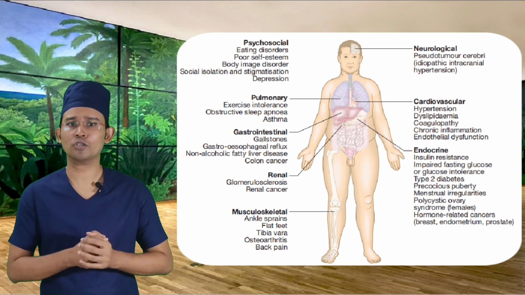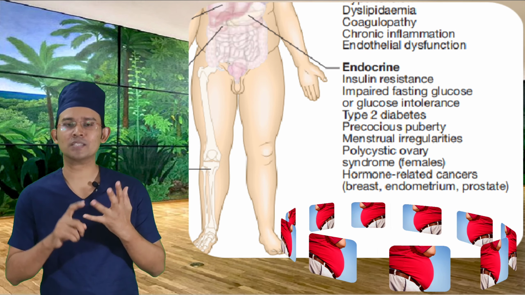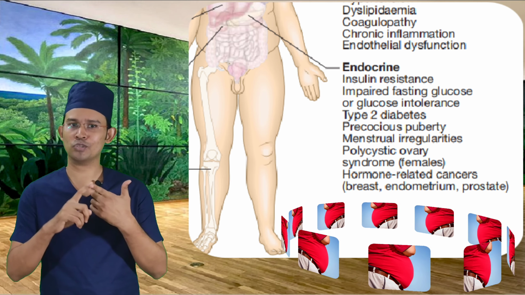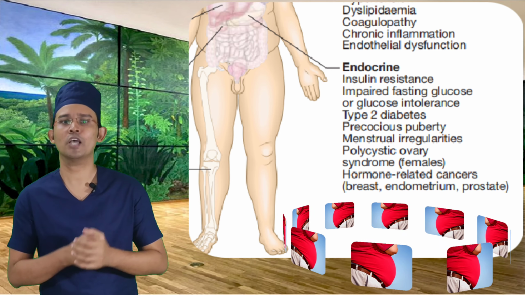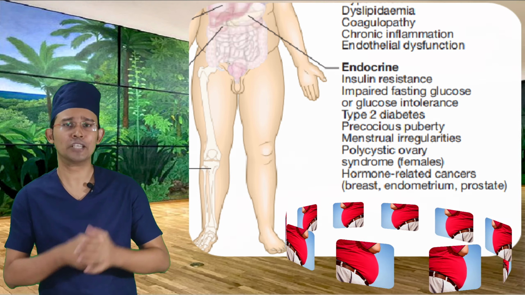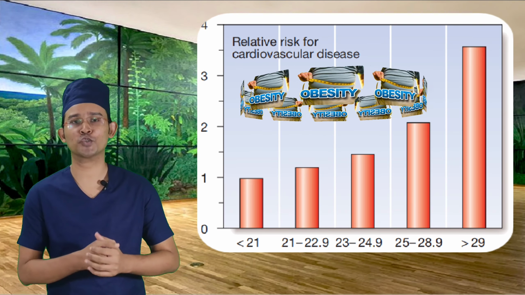Now let's talk about our most important endocrine system. Insulin resistance, impaired fasting glucose, glucose intolerance, type 2 diabetes, precocious puberty, menstrual irregularities, polycystic ovary syndrome and also hormone-related cancers.